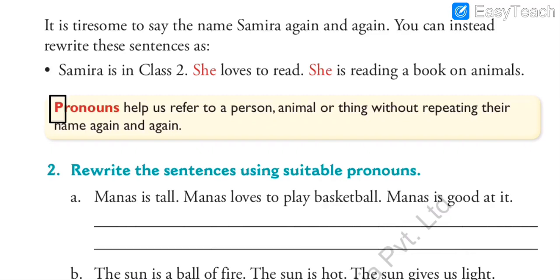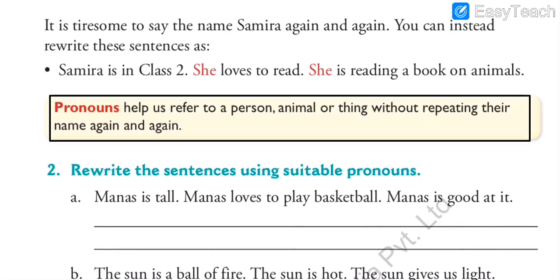So here in the box, pronouns help us refer to a person, animal or thing without repeating their name again and again. If you don't want to repeat the name again and again, a pronoun helps you, be it any person, animal or even a thing. Correct? For an animal or anything, most probably you are going to use it.